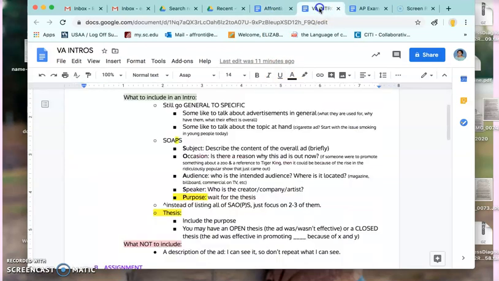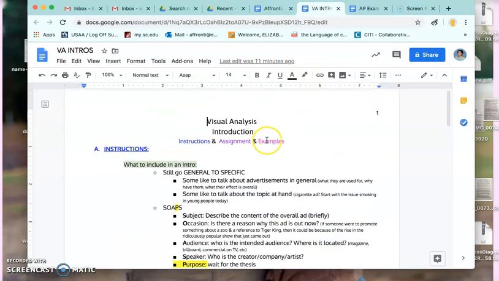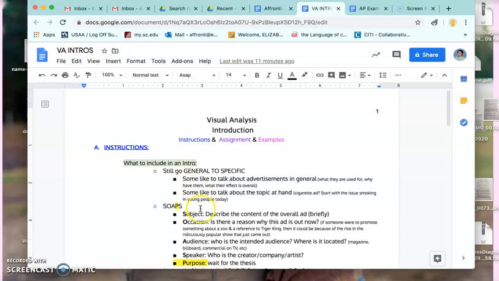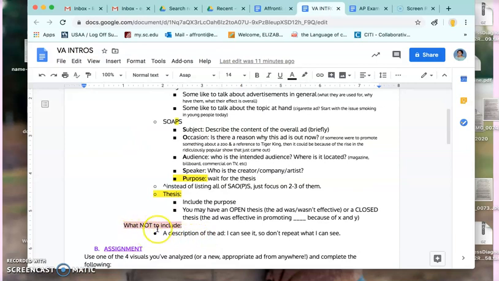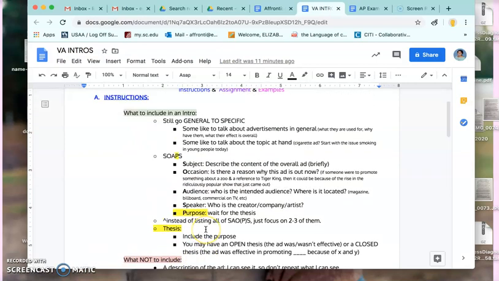Okay, so here we go. What is a visual analysis introduction and what does it look like? So I keep referring to this as very similar to a rhetorical analysis, and that definitely applies with the introduction. So I've included some bullet points of things that you can include and things that I don't want you to include in an introduction.